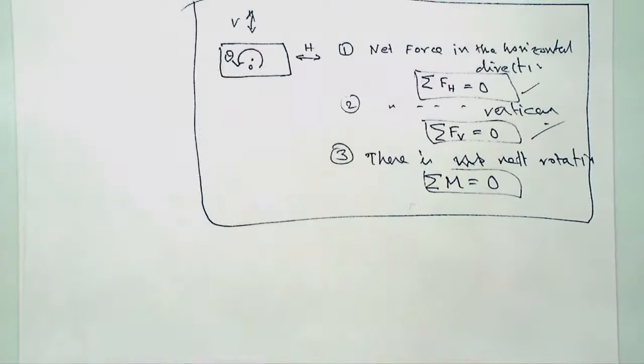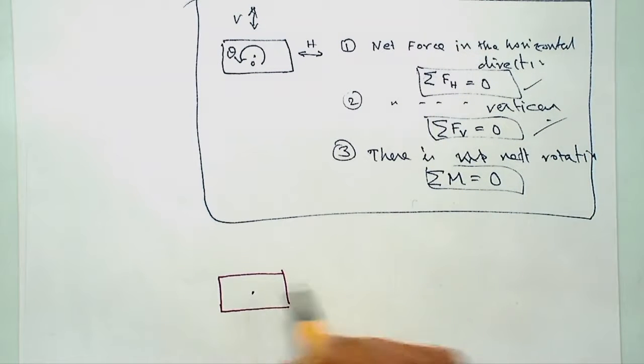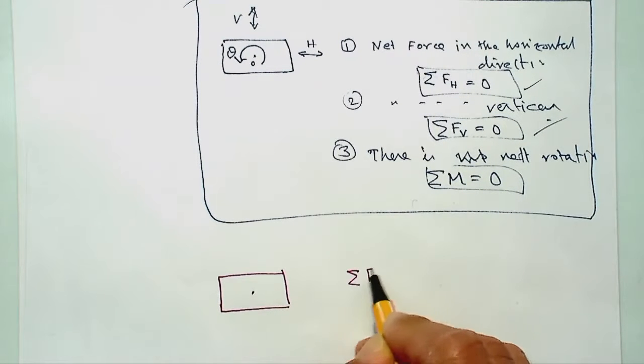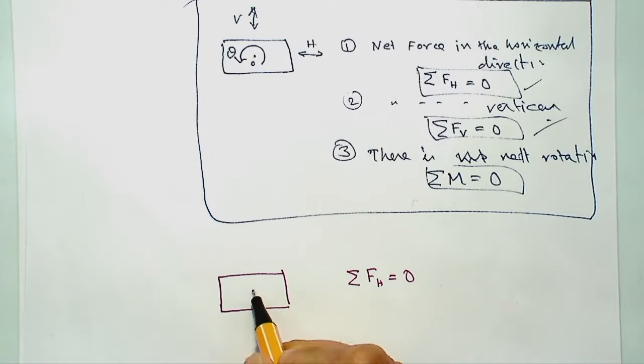Now, same thing, you can show it by other directions. So I'll take one equation at a time. If I say summation of horizontal forces is zero, what does it mean? That means there is no net force in the horizontal direction, right? So the net force could still be in the vertical direction. But the second condition rules that out, that there is no net force in the vertical direction.